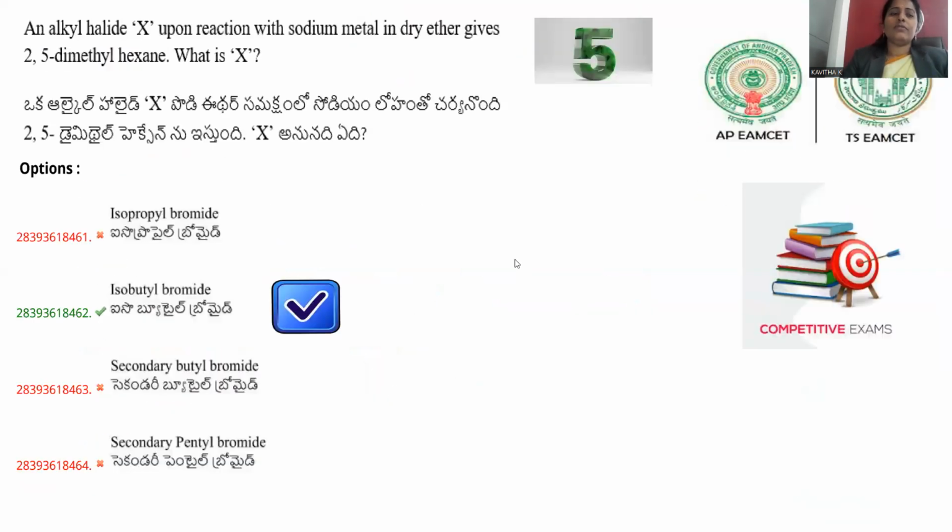Move on to question number 5. An alkyl halide X upon reaction with sodium metal in dry ether gives 2,5 dimethylhexane. What is X? In order to go for the searching of the answer, searching of the entire reaction, first of all, we have to identify what reaction it is.